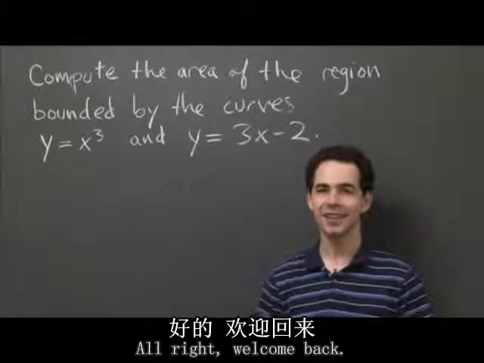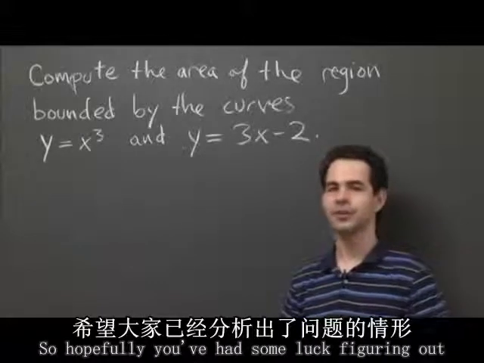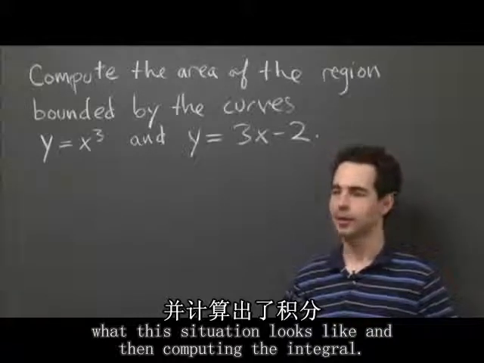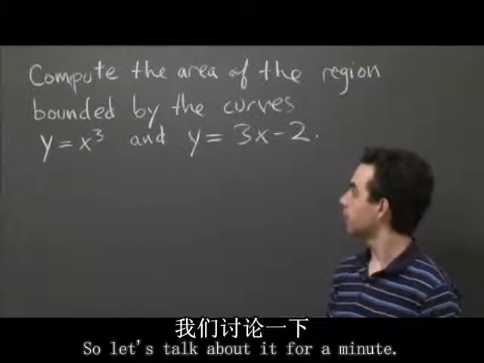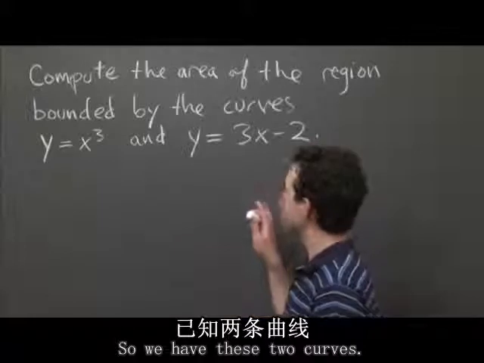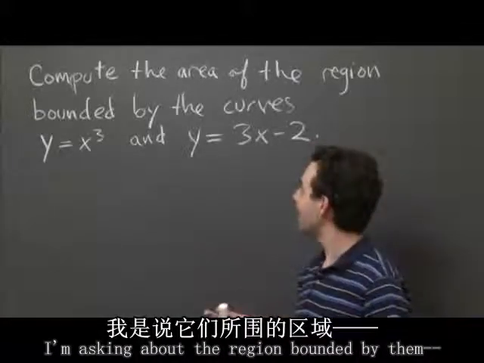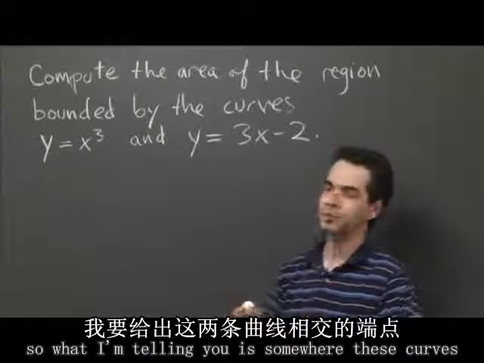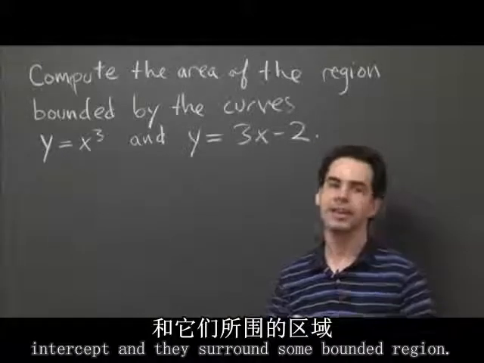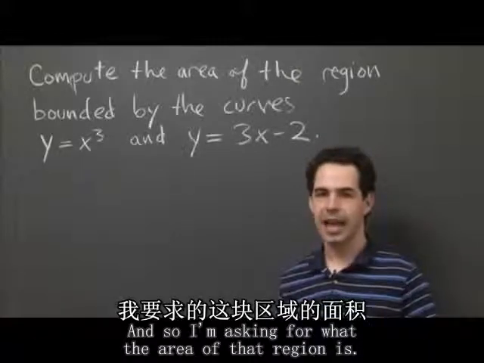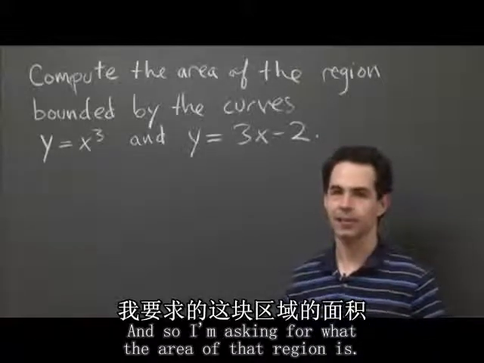All right, welcome back. So hopefully you've had some luck figuring out what this situation looks like and then computing the integral. So let's talk about it for a minute. We have these two curves, and I'm asking about the region bounded by them. What I'm telling you is somewhere these curves intersect and they surround some bounded region, and I'm asking you for what the area of that region is.